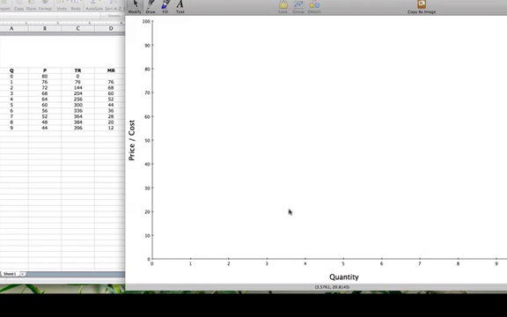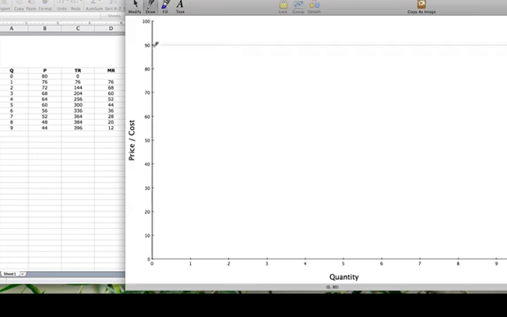In order to determine how much the monopoly should produce and at what price, we need to compare marginal revenue to marginal cost. Now we can do this numerically, or we can do this on a graph. Graphically, what we do first is we plot the demand curve. So we take the quantities and the prices, and we plot them on our graph.